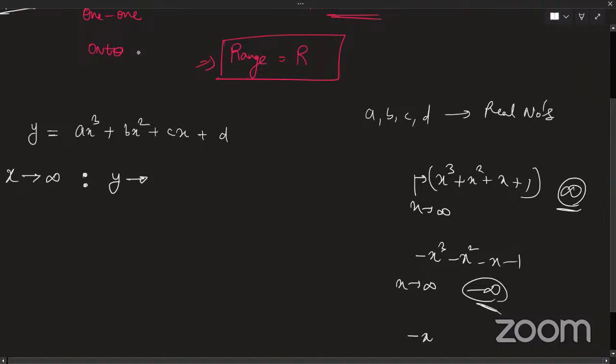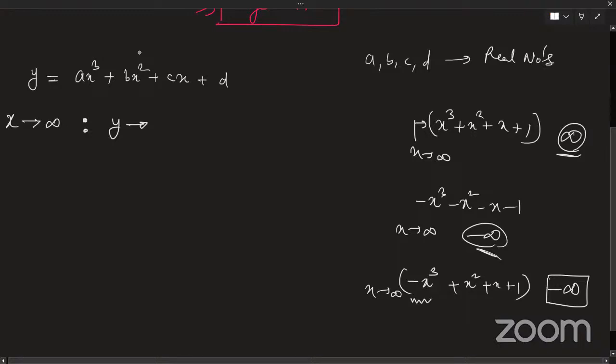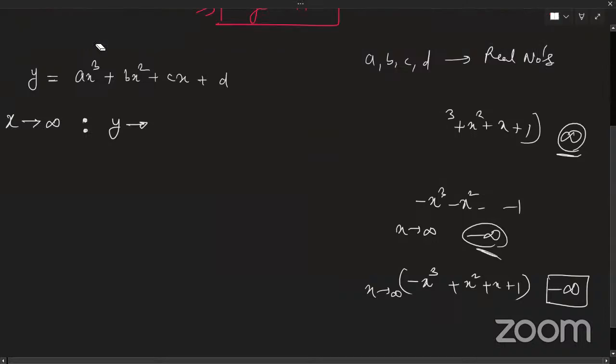What if I do something like this: minus x cube plus x square plus x plus 1. Where will it go now if x is tending to infinity? Tell me. It is minus x cube. Where will it go? Down. Minus infinity. Correct, minus infinity. Why? Because x cube has the highest power, so it has the highest strength. I can neglect all of these other values. Just look at the highest power, right? Because it has the largest degree. So yeah, you are absolutely correct.